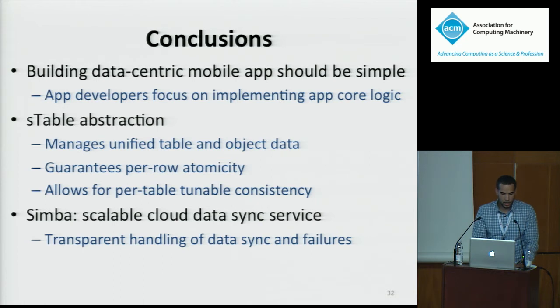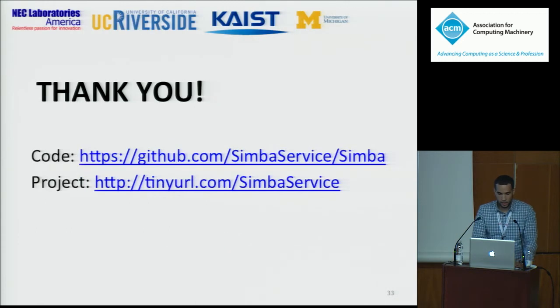So in conclusion, building data-centric apps should be simple. App developers should be able to focus on their key value, which is their app's logic, and allow some infrastructure to handle the rest. We built the S-table abstraction, which manages unified table and object data, guarantees per-row atomicity, and offers tunable consistency. With that, we built Simba, a scalable cloud data sync service that handles data sync and failures transparently. By the way, we've open sourced this code on GitHub, so I encourage you to check it out and provide any feedback.